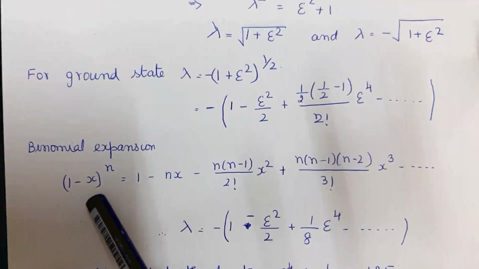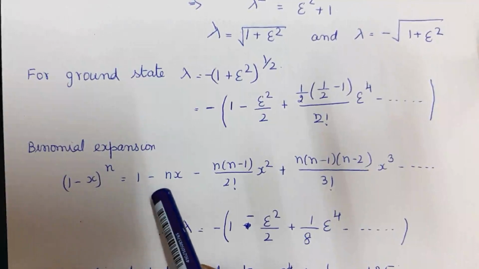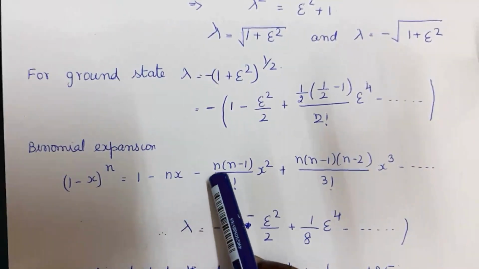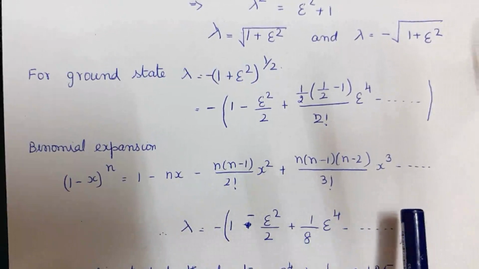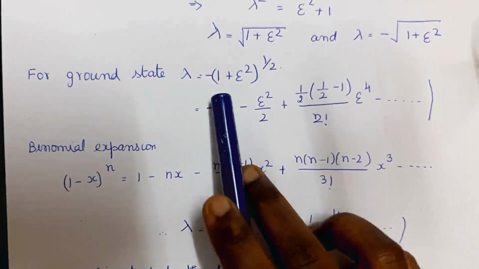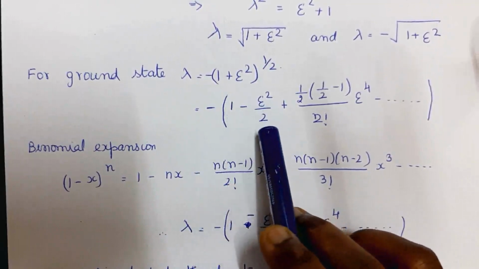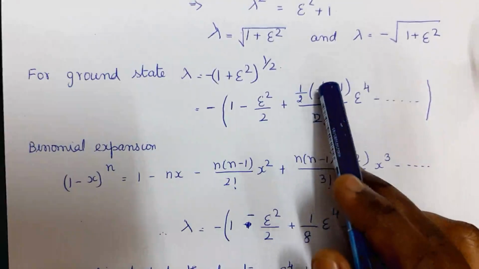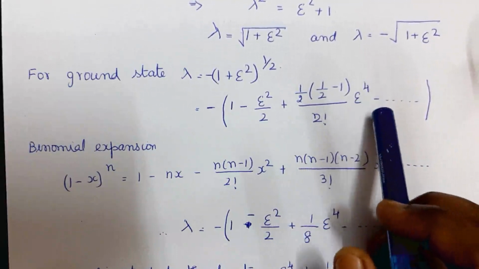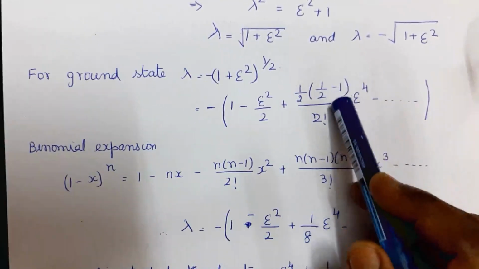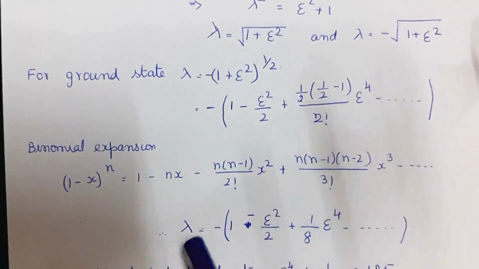By using the binomial expansion, that is 1 minus x the whole power n is equal to 1 minus nx plus n into n minus 1 divided by 2 factorial x square and so on. By using this expansion, we have to expand this term. Then we will be getting minus of 1 plus E square divided by 2 plus 1 by 2 into 1 by 2 minus 1 divided by 2 factorial into E power 4 minus and so on. So it is enough to find up to E power 4 because they have asked us to find the fourth order contribution.